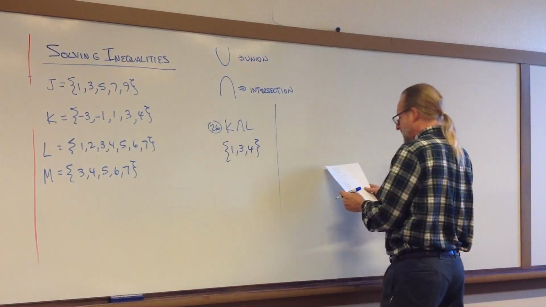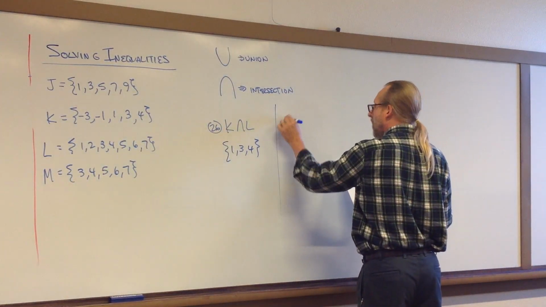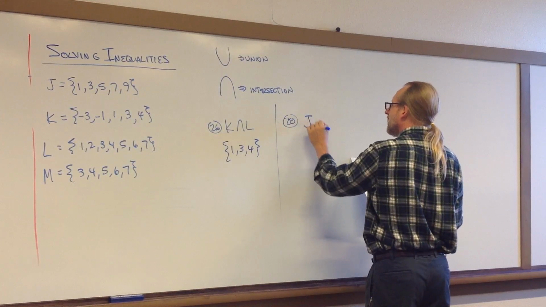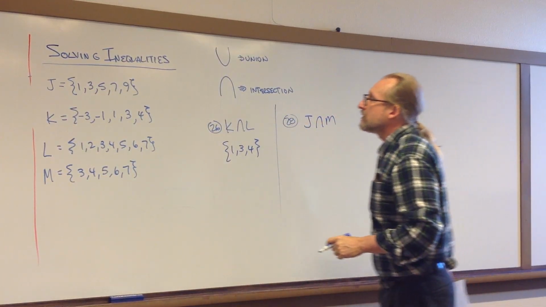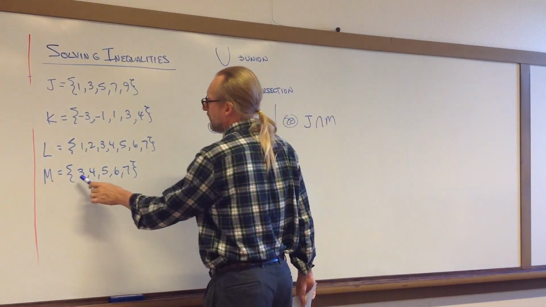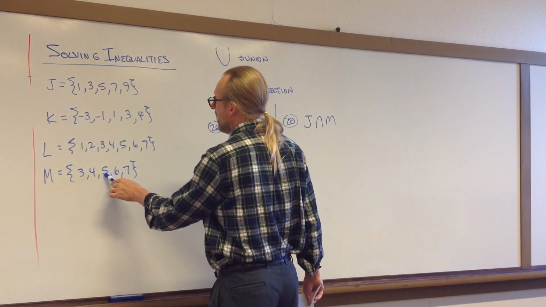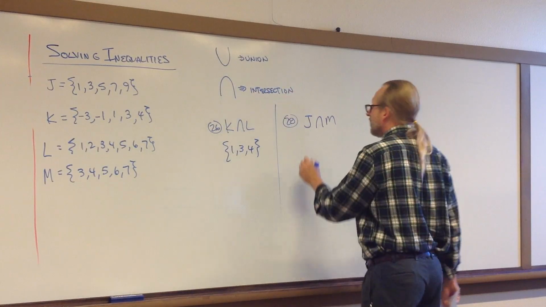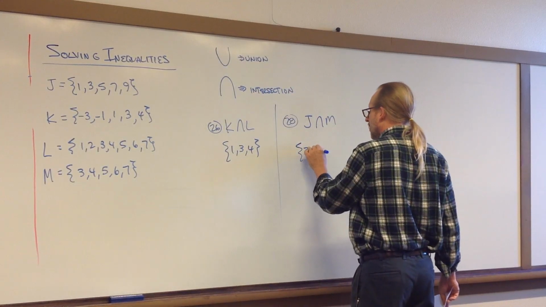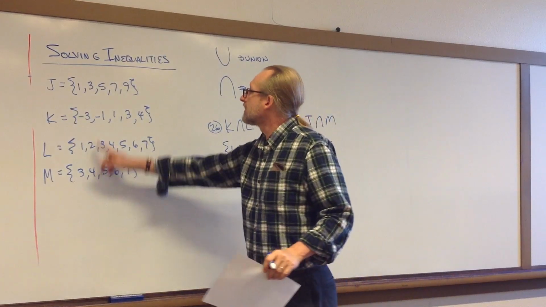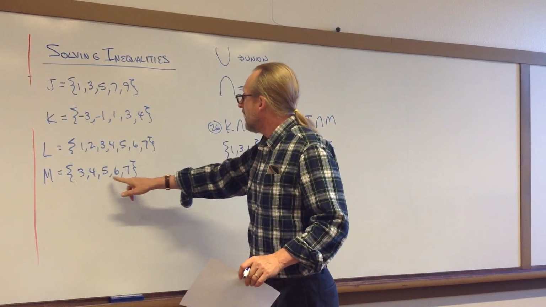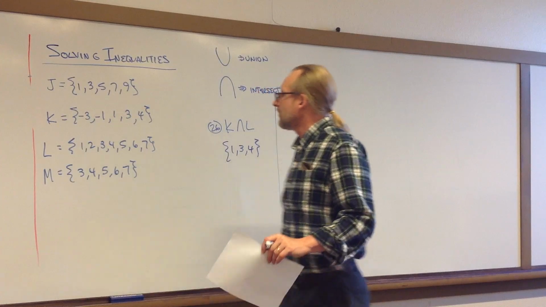Problem 28. J intersection M. Let's see, J and M share the 3, the 5, and the 7. And that's it. The 4 is not in J, and the 6 is also not in J.